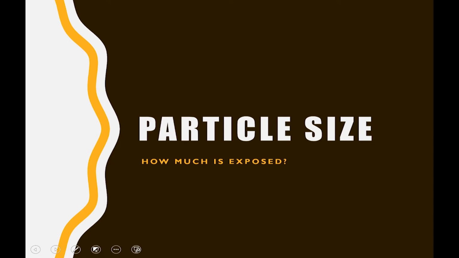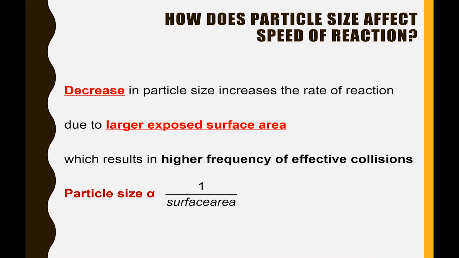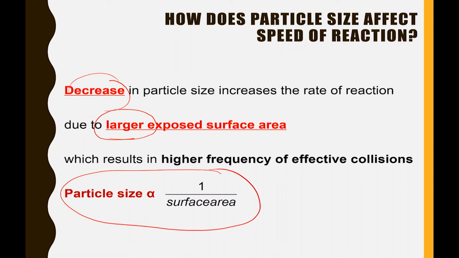Alright. Last but not least, we're looking at particle size. So we're looking at how much is exposed. As you can see in the clip, when I cut down the particle size, when I cut the group open, right, the ones in the center are exposed. So when you decrease the particle size, the exposed area becomes larger. Which then results in a higher frequency of effective collisions. Okay, so this is important to note that particle size is inversely proportional to surface area. So this refers to inverse proportion.